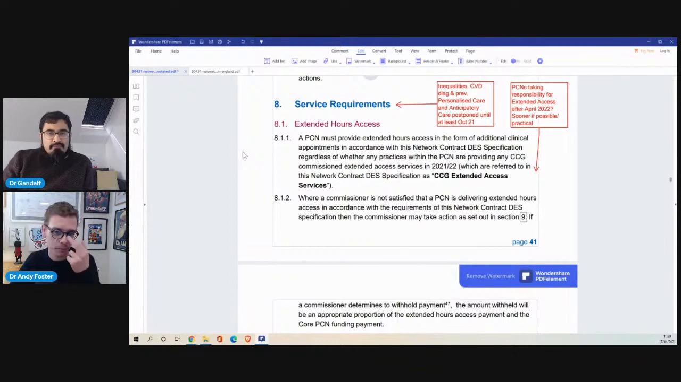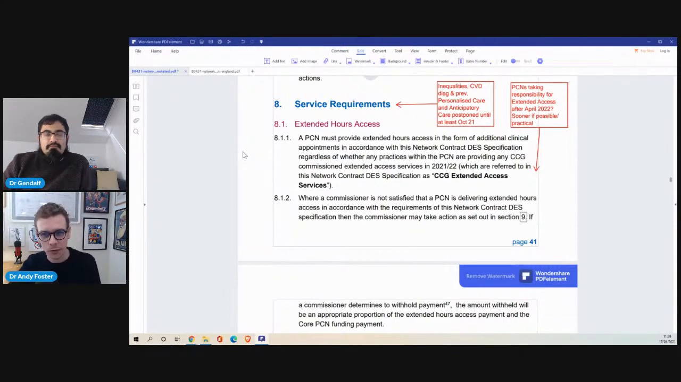Well, the first thing to say is what isn't there. In the original network specification that everybody was a bit aghast at in January last year, there were 4 additional service requirements, and I think it was said that those would come in this year, so they're on hold until at least October this year and possibly beyond.